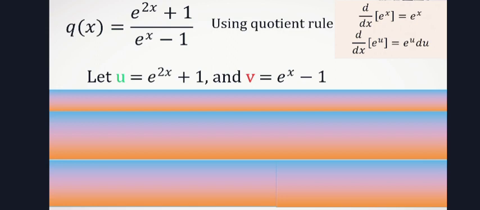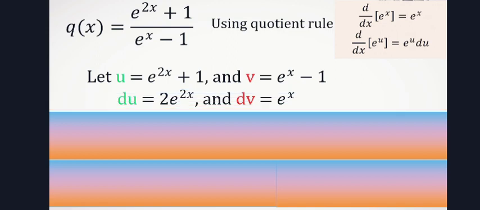And katulad kanina ng product rule, kailangan natin hanapin yung du at saka yung dv. So what is the derivative of your u? Okay? So yung kanina, yung e raised to u natin, derivative is e raised to u du. So derivative ng e raised to 2x is 2 e raised to 2x, derivative ng 1 is 0. So, du natin is 2e raised to 2x na lang. Yung dv naman natin, e raised to x is also the same yung derivative niya, e raised to x. Then the derivative of negative 1 is 0. So yung dv natin is only e raised to x.